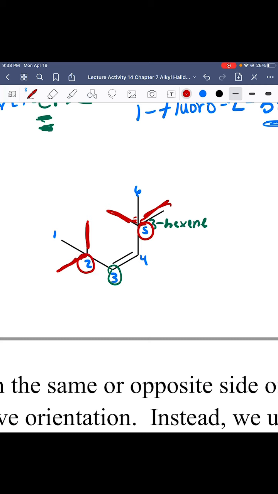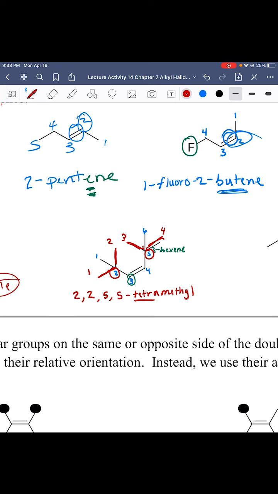So we have 2 methyls on our 2 carbon, and we have 2 methyls on our 5 carbon. So let's go ahead. 2 takes priority. So remember, we have to list both of them. 2, 2, 5, 5, and so because we have 1, 2, 3, 4 total, our prefix is going to be tetra, methyl, 3, hexene.